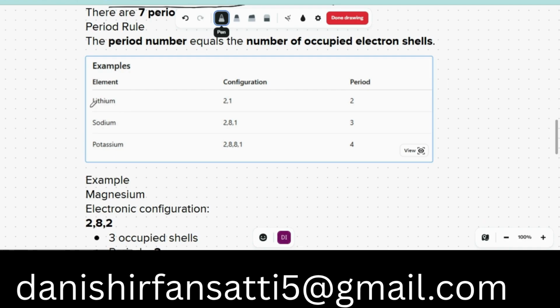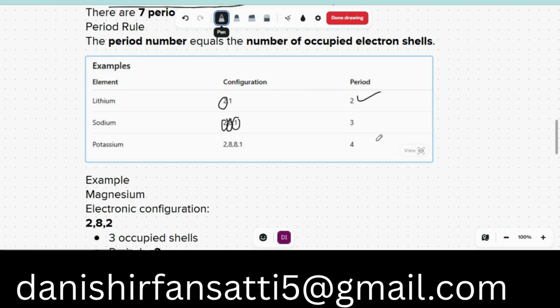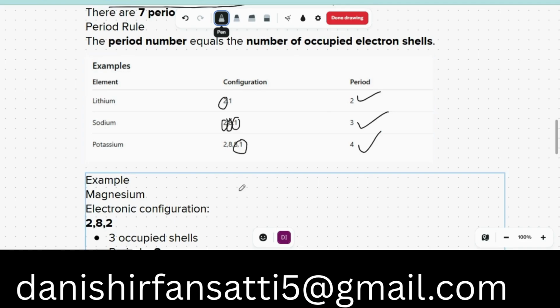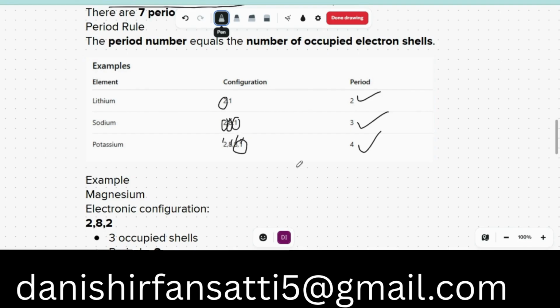For example, lithium has two electrons in the first shell, and in the second shell it has one electron, so it is in period 2. Sodium has two electrons in the first shell, 8 in the second, and one in the last shell, so it is in period 3. Potassium has two in its first shell, 8 in the second, 8 in the third, and one in the last shell, so it is in period 4. Why? Because that is the first, second, third, and fourth period.